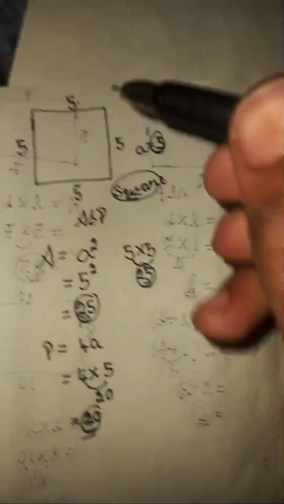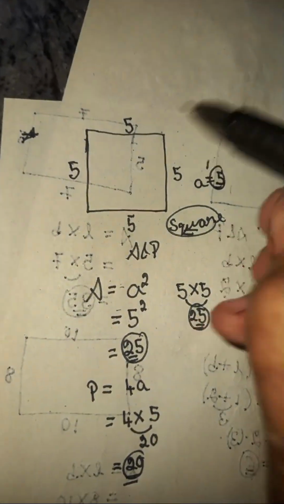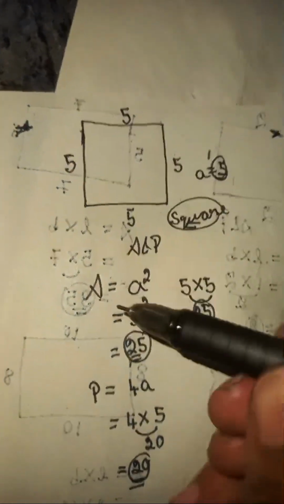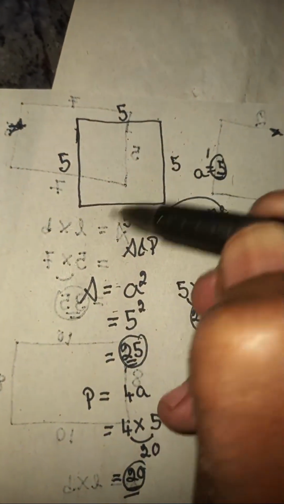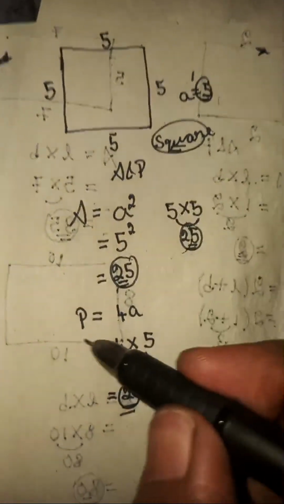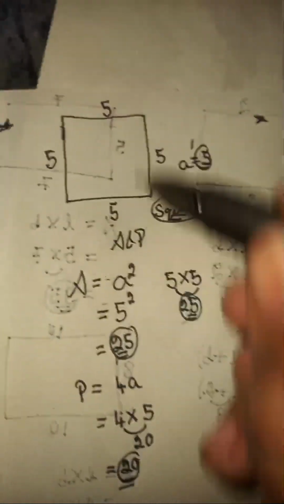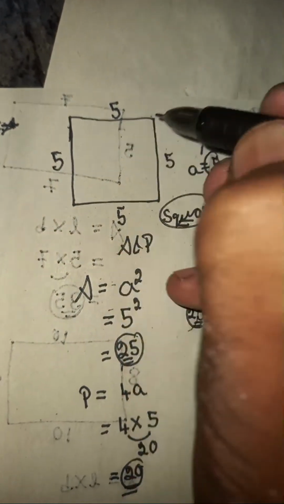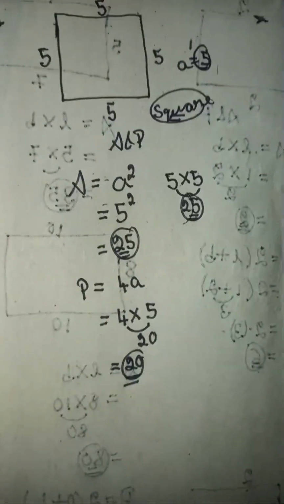I revise once again. If you take a square, all sides are going to be equal. Area means the side length squared, or you need to multiply the side length by itself. And in perimeter, you need to multiply the length by 4 times. So 1, 2, 3, 4. You're going to get the complete boundary length. That's going to become perimeter.